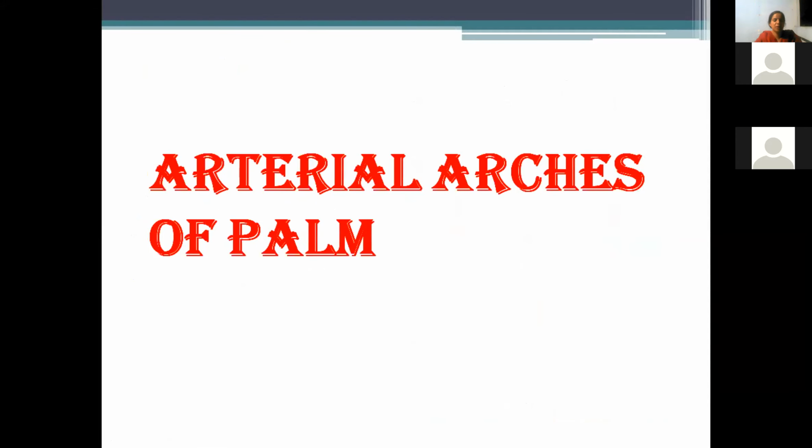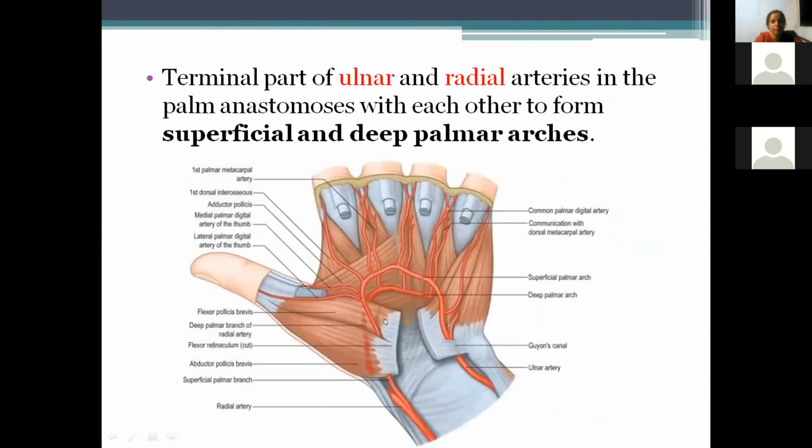Now coming to our topic which you asked me yesterday, that is the arterial arches of the palm. In the forearm we have discussed two blood vessels, right? What are the two blood vessels we saw? We saw the radial artery, which was seen on the lateral side, and the ulnar artery, which was seen on the medial side. These are the thenar muscles towards the thumb. These are the hypothenar muscles.